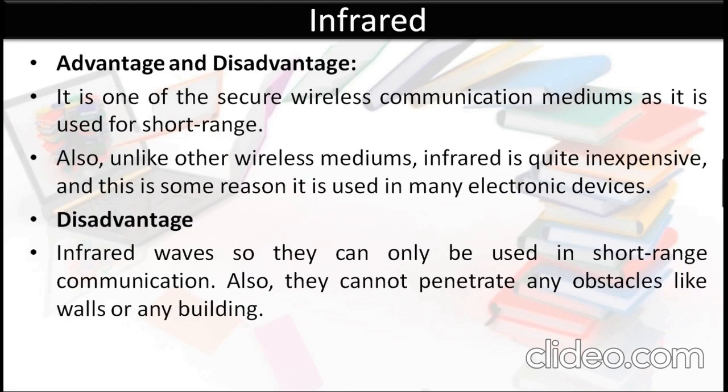There are certain advantages we have. It is one of the secure wireless communication media because of the short range, compared to other wireless media. Infrared is also quite inexpensive. Inexpensive means the cost is very low compared to other wireless media. So this is the advantage, whereas the disadvantage is that it is only used for short range, and the signals cannot penetrate obstacles like walls or any building. So that is the disadvantage of infrared waves.